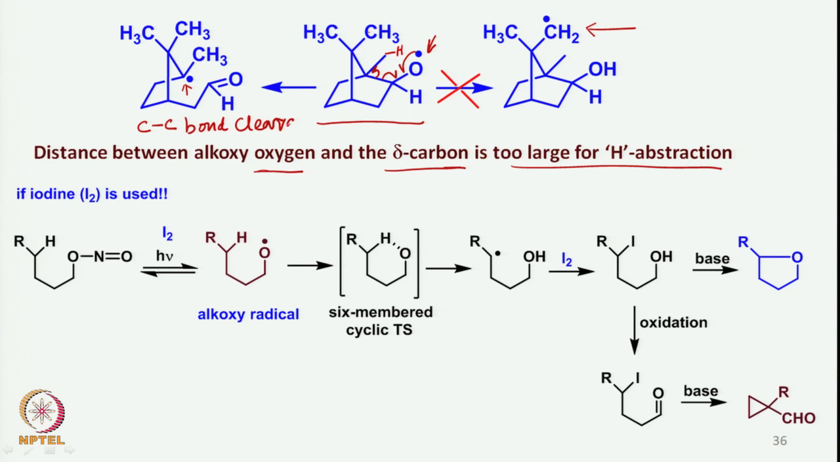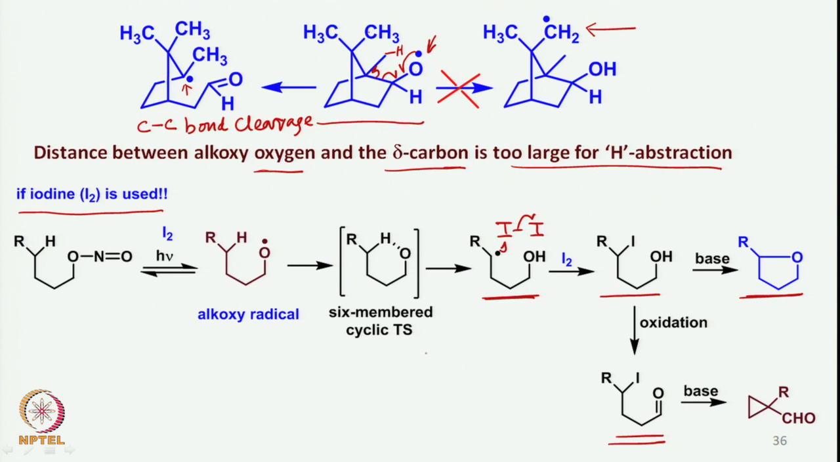Now, because you have provided energy to the molecule and you have generated a radical, there is a cleavage if there is no abstraction of the hydrogen. If we use iodine in the reaction medium, as we discussed in the last part, the nitroso radical attaches to the carbon and then the C-NO bond is formed. If we use iodine, for example, this particular radical then interacts with the iodine, and what is formed is basically this iodo compound, and this iodo compound can allow the ether formation to take place, or we can also oxidize this to the corresponding aldehyde.